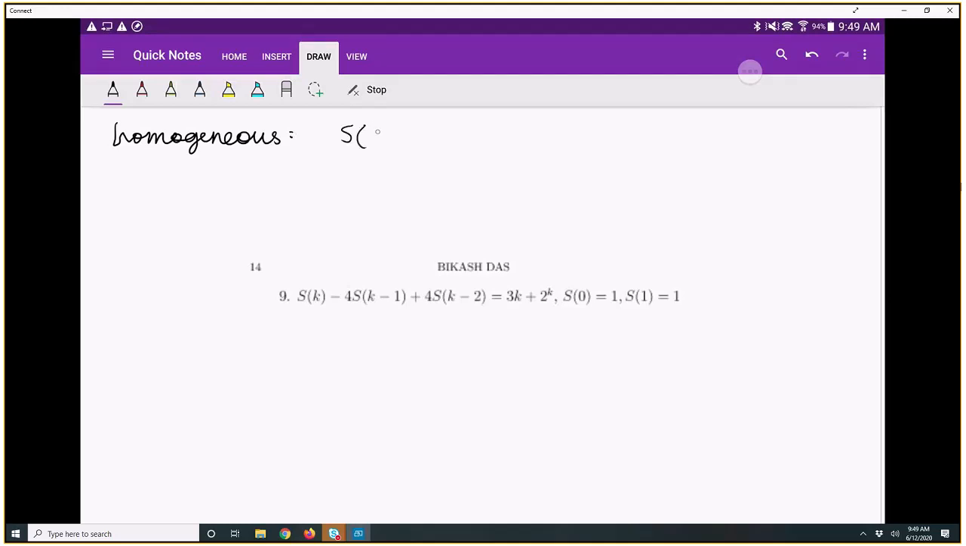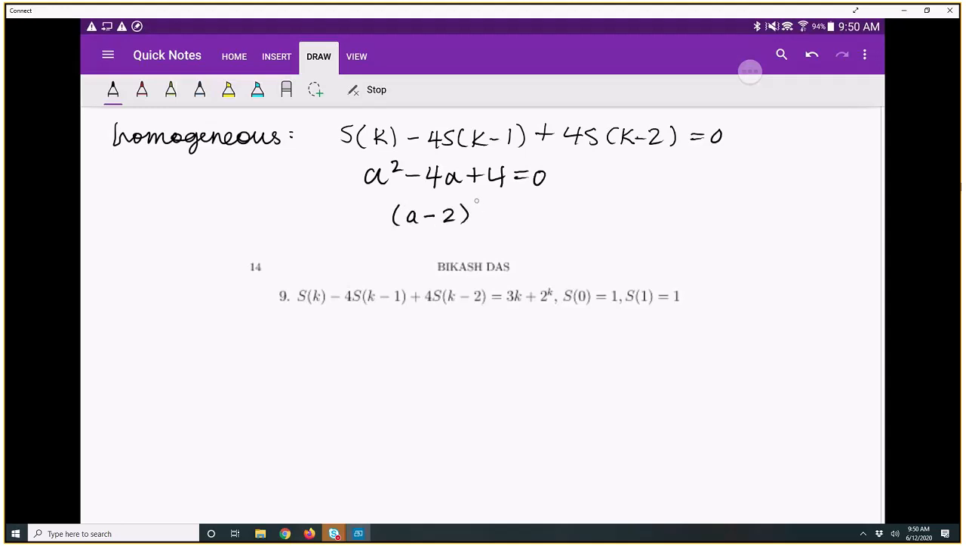So we'll have s of k minus 4s of k minus 1 plus 4s of k minus 2 equal to 0. And it will have the characteristic equation a squared minus 4a plus 4 equal to 0, which again factors nicely and becomes a minus 2 squared equal to 0. So we have a equals 2, and this is a characteristic root of multiplicity 2.